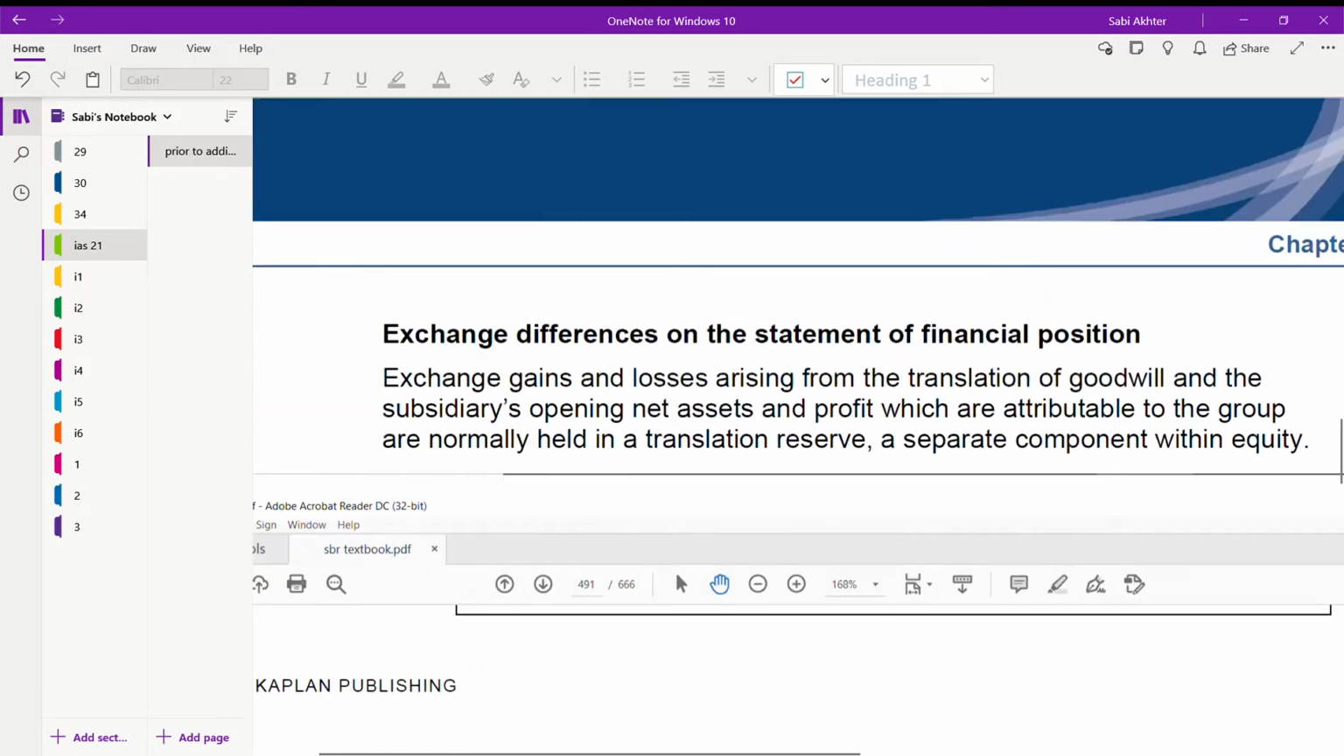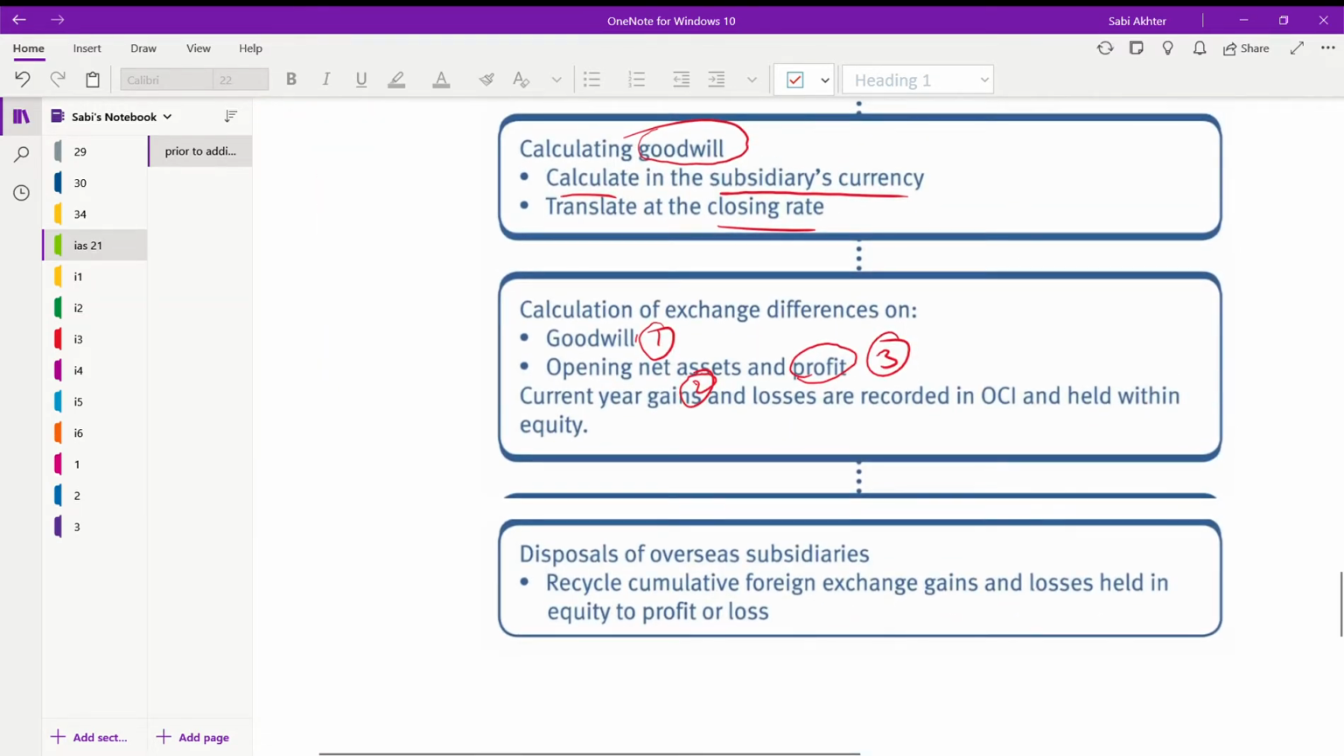Okay, let us first finish. That's why it's given together: opening net assets, profit and goodwill. So if in your exam the question asks you to calculate the exchange differences.